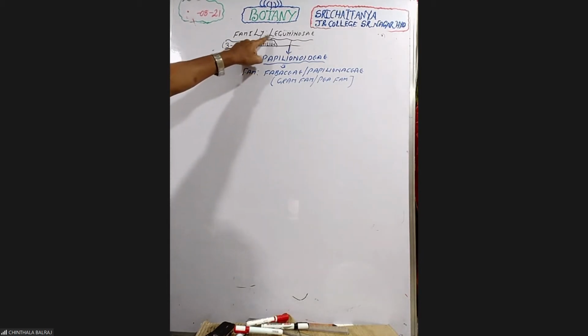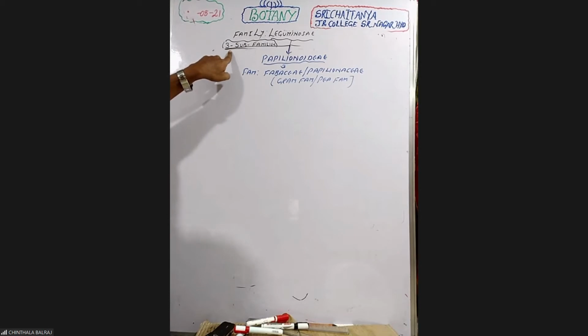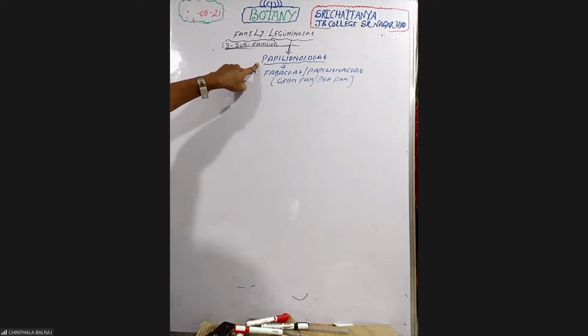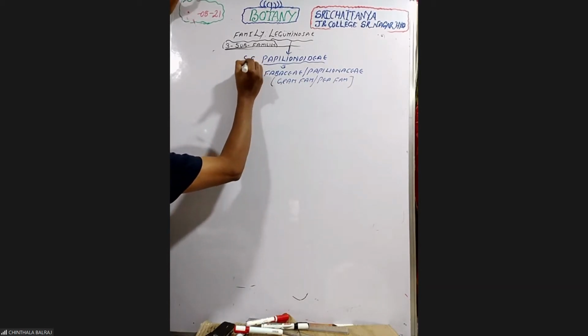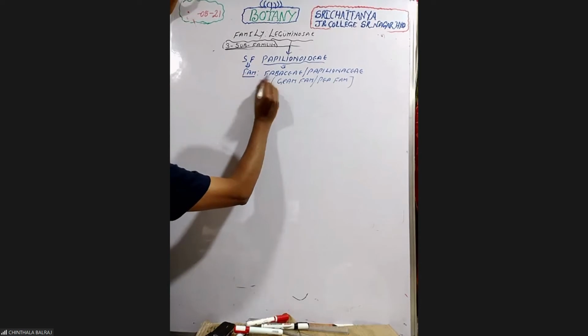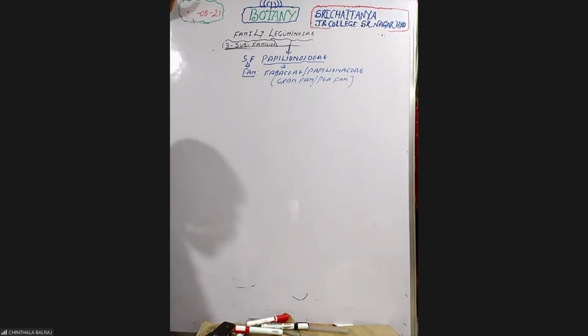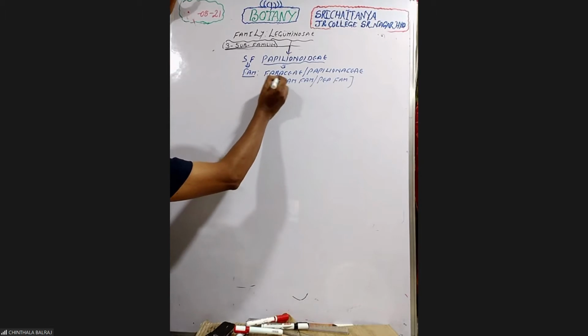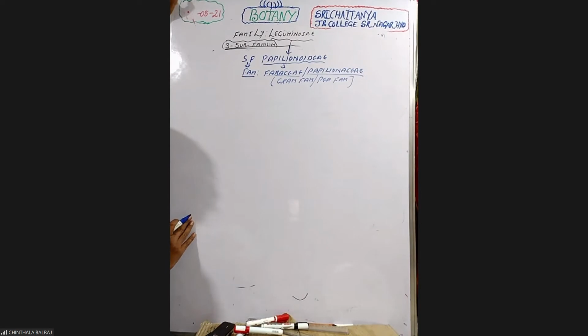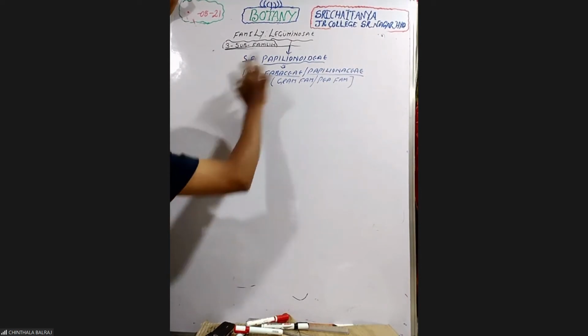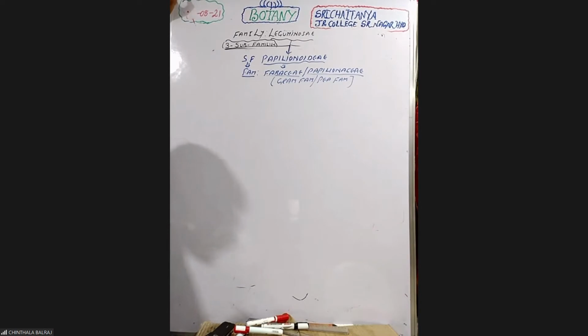Family Leguminosae is divided into how many subfamilies? 3 subfamilies. Out of 3 subfamilies, the one included in your syllabus is Papilionaceae. Now this Papilionaceae has got a promotion in rank from subfamily to family. I cannot use subfamily Fabaceae. I must use the term family Fabaceae, or family Papilionaceae. But I should not use family Papilionaceae. What I should use? Subfamily.